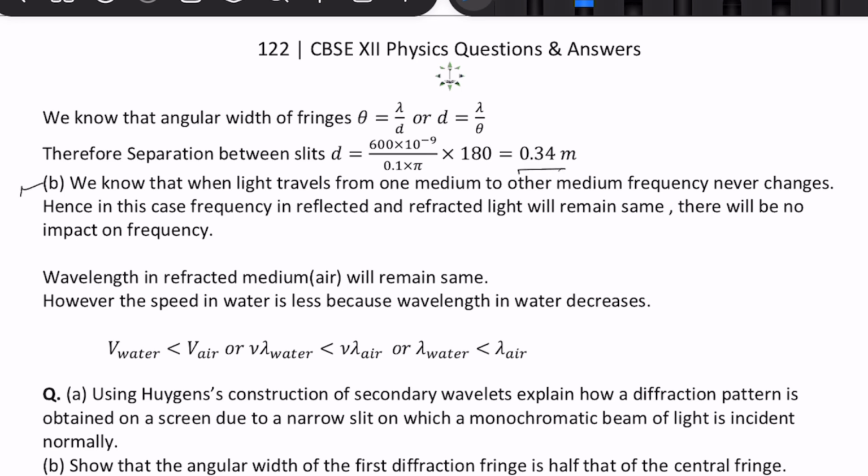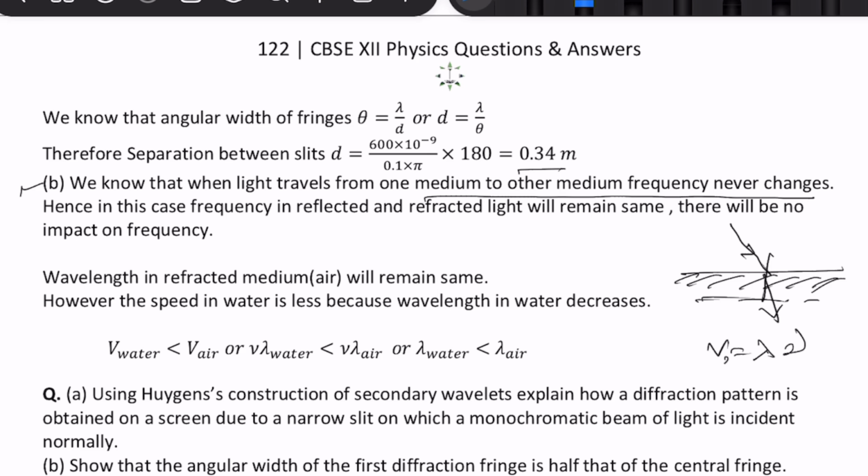Second, we know that when light travels from one medium to another medium, frequency never changes. Frequency is the fundamental thing. This is asked many times, why it never changes. Because when light travels from one medium to another, the wavelength changes because velocity changes. Velocity in a medium is equal to the wavelength into the frequency. Velocity is different in different media, and here v1 is equal to lambda 1 into nu. Frequency never changes.